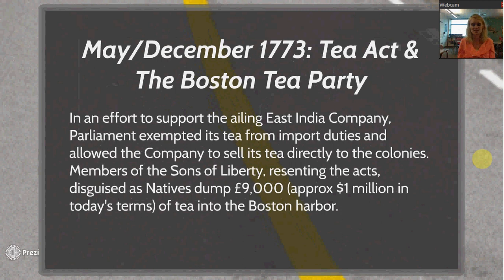So they dress themselves up as Native Americans, as Mohawk Native Americans. We've got people like Paul Revere, Samuel Adams, a lot of really big names. And they go out and board the ship. They take all of the crates of tea. There's over 400 crates of tea on the ship, and they just throw them all into Boston Harbor.